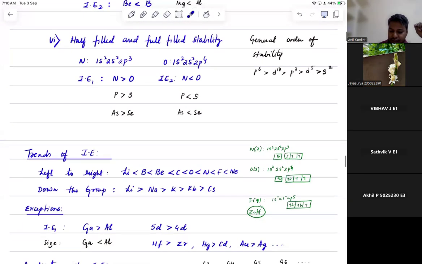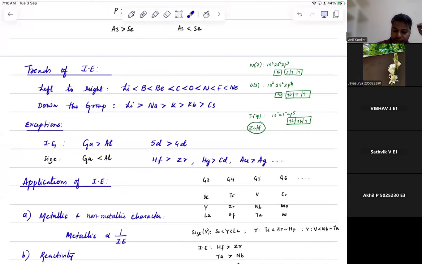All right, next, trends of ionization energy from left to right. If you notice, from lithium to neon it is supposed to increase. This is what we expect, and down the group it should decrease. So where are the exceptions coming? Boron and beryllium is an exception, where beryllium is more than boron. Again, nitrogen and oxygen is an exception, where nitrogen is more than oxygen. So this is the ionization trend.